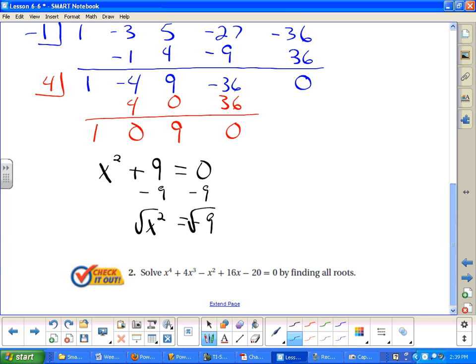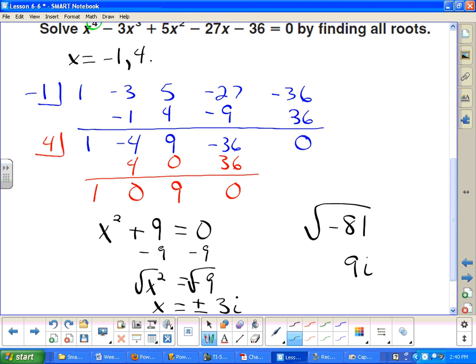Sydney? What's the square root of 9? Square root of 9 is 3, right? Okay, so this would be x equals plus or minus 3i. The square root of a negative number squared is that number i. So my answers are 1, 4, and plus or minus 3i.